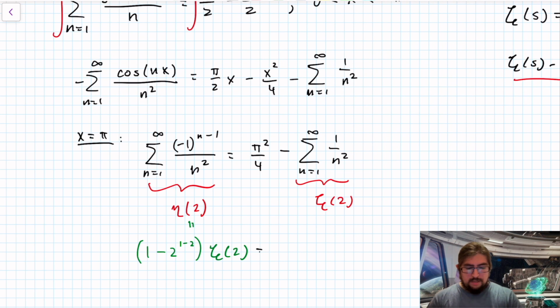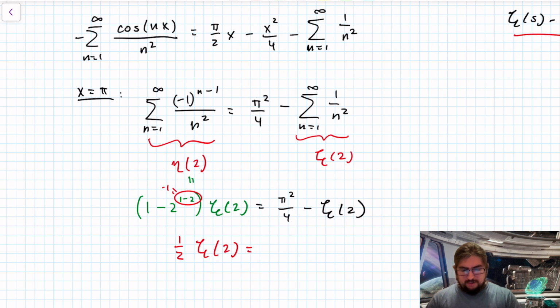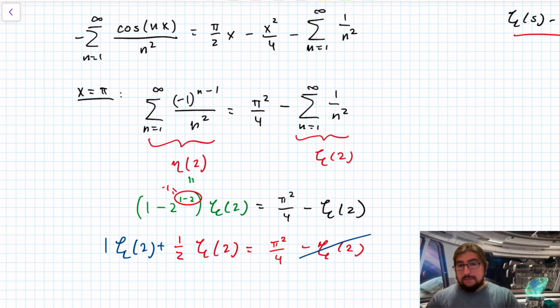Perfect. So that's equal to pi squared over 4 minus zeta of 2. Fantastic. Can we solve for zeta of 2? I think we can. Right. Notice this power right here, 1 minus 2, that's negative 1. 2 to the negative 1 is 1 half, 1 minus that is 1 half. So we go 1 half, zeta of 2 is equal to pi squared over 4 minus zeta of 2. Let's add this guy to that side. Adding those two, well, 1 plus 1 half is 3 halves.